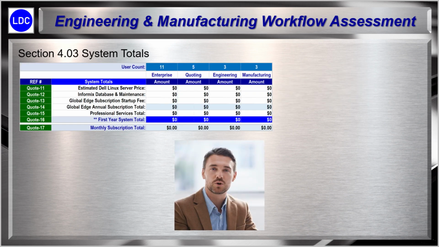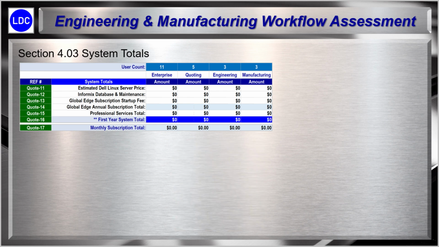This section includes the Global Edge system totals of the software options and professional services selected for the separate enterprise, quoting, engineering, and manufacturing options. The enterprise option is a combination of the quoting, engineering, and manufacturing options. The dollar figures are used in the results section to illustrate the net payback and return on investment.